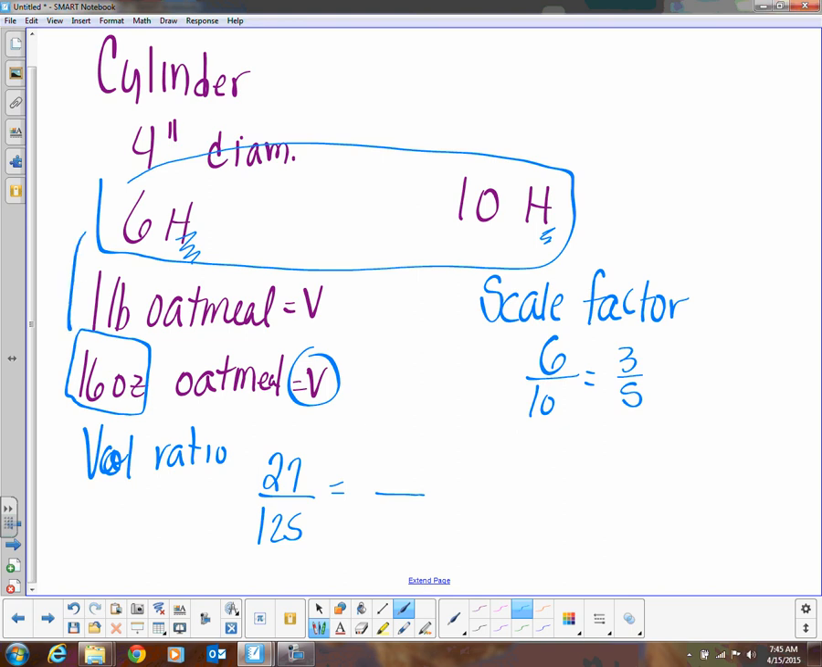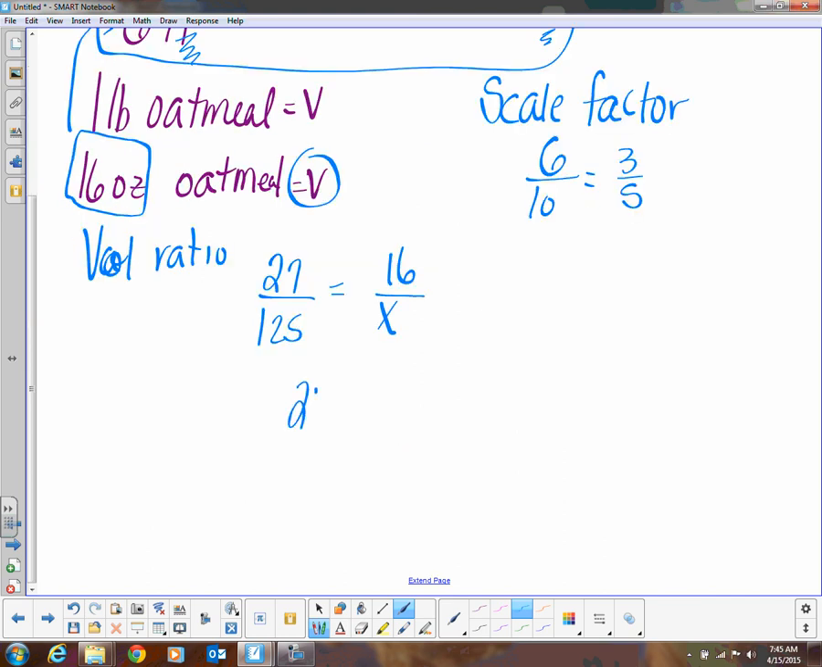Why? It's associated with the 6, which is smaller than 10. We want the volume of the larger one. So we're going to say 27x is equal to 16 times 125. Divide by 27, what do you get? Multiply, divide. 74.07.